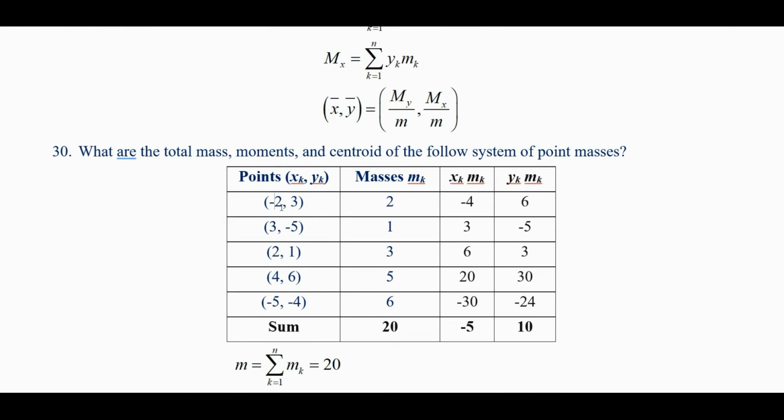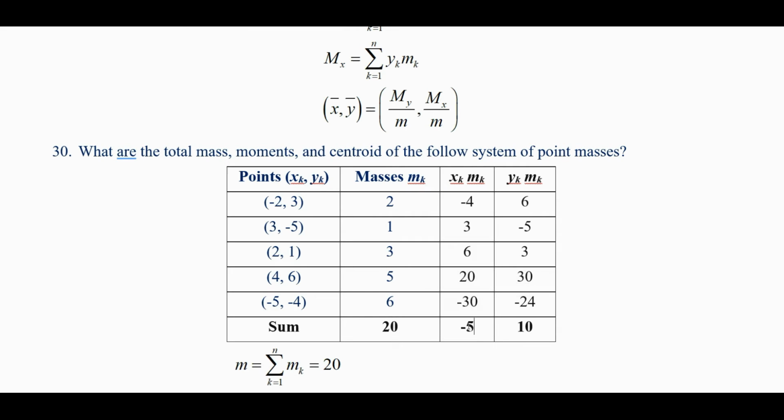So here's an example. Here we have, say, 5 points, and we have their corresponding masses here. Summing those masses, we get 20. And here we take the x-coordinate and multiply it by the mass to get this column. So -2 times 2 is -4, 3 times 1 is 3, 2 times 3 is 6, 4 times 5 is 20, -5 times 6 is -30.